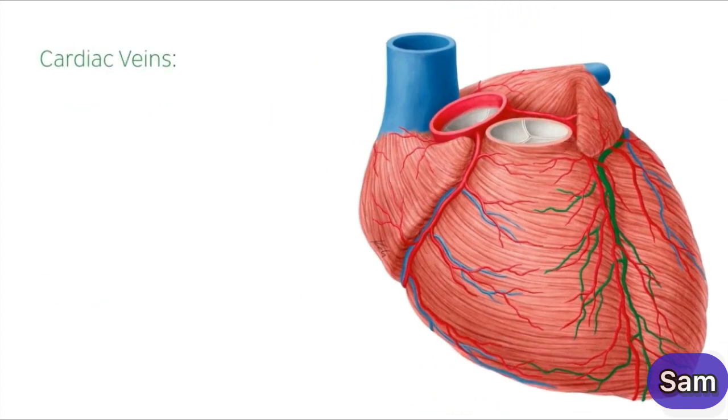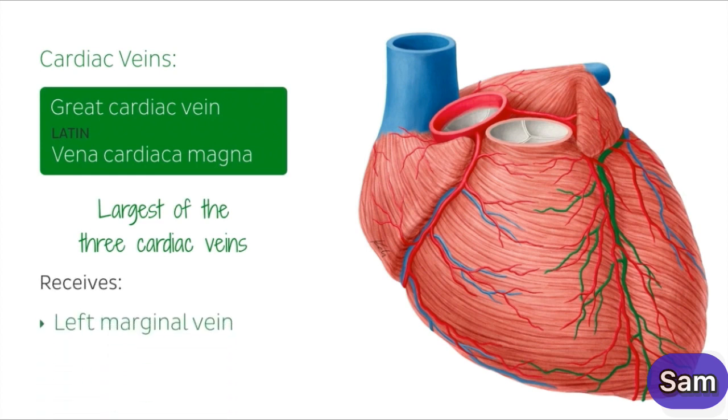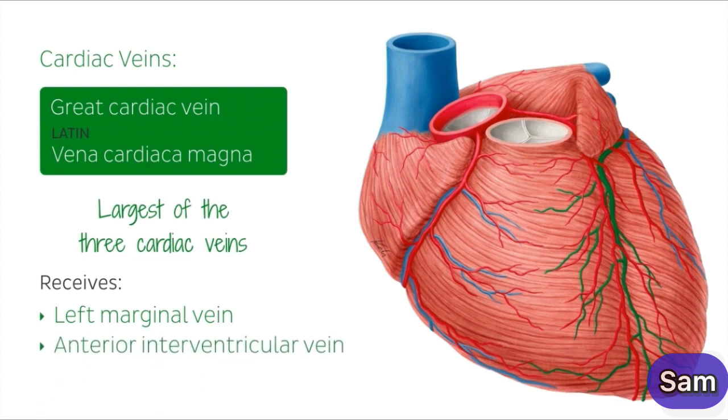And now let's have a look at our cardiac veins, which open into the coronary sinus, which subsequently drains into the right atrium. And there are 3 cardiac veins: the great cardiac vein, the middle cardiac vein, and the small cardiac vein. But first off, we'll just have a chat about the great cardiac vein, which we can see highlighted in green here, running in the anterior ventricular groove. And the great cardiac vein is the largest of the 3 cardiac veins and drains the anterior aspect of the heart, receiving the left marginal vein, the anterior interventricular vein, and the posterior vein of the left ventricle.